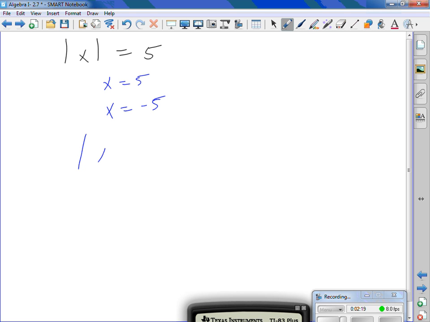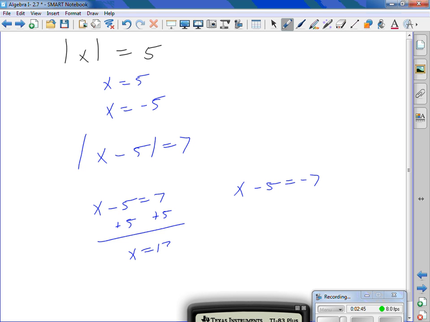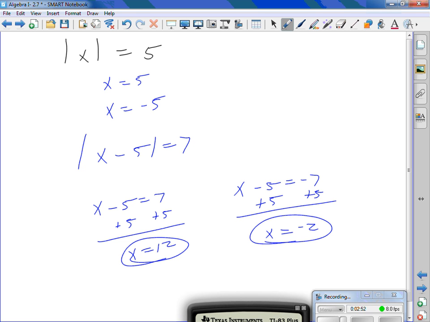When we said absolute value of x minus 5 equals 7, we said x minus 5 equals 7, x minus 5 equals negative 7. We set it up as two different problems. We added 5, x equals 12. Added 5, x equals negative 2. We got two answers.